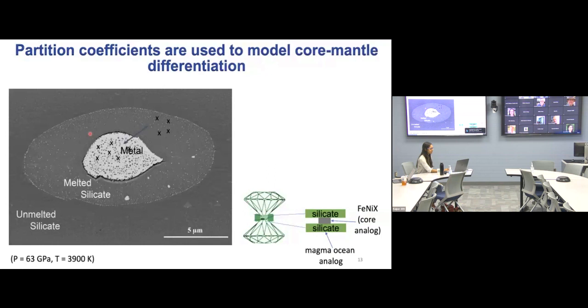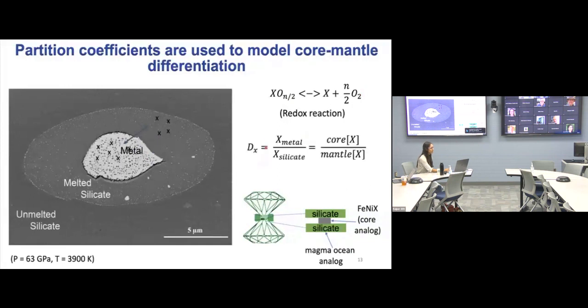In this case, I've used X as the element that we're trying to study. So we're trying to obtain the partition coefficient for X. This is a redox reaction by which X is exchanged between metal and silicate. And this is how we would express the partition coefficient. It's basically the ratio of the concentration of element X in the metal over the silicate.